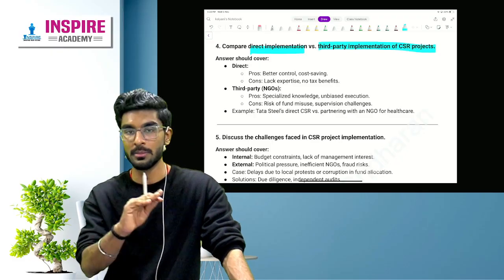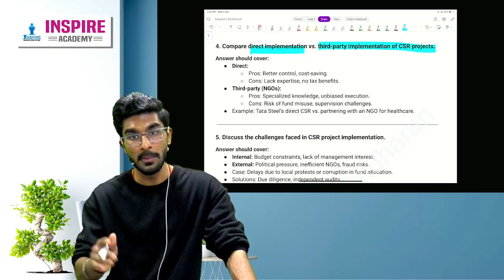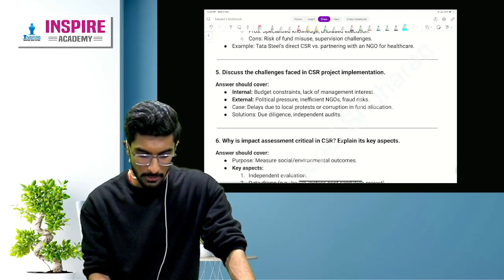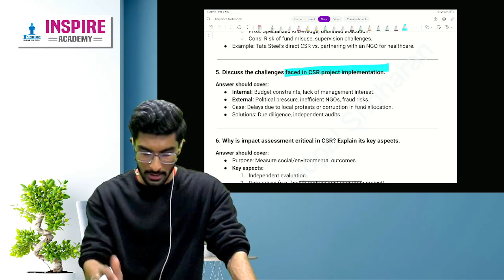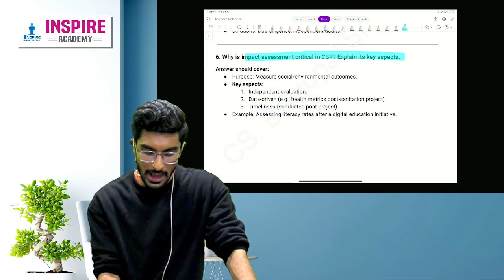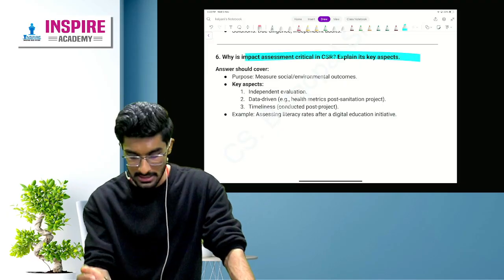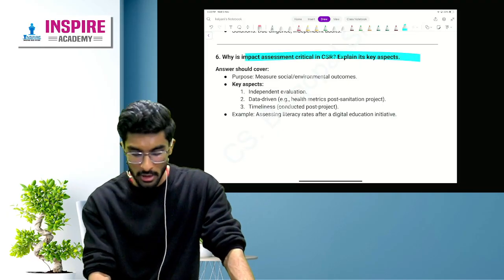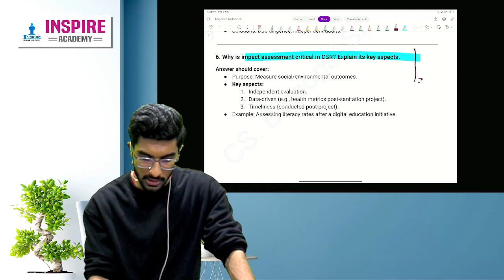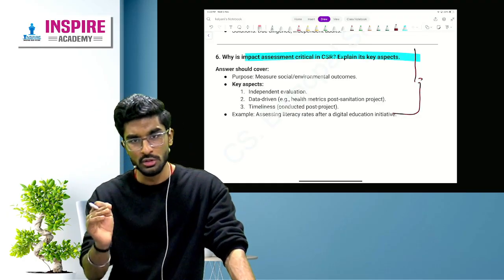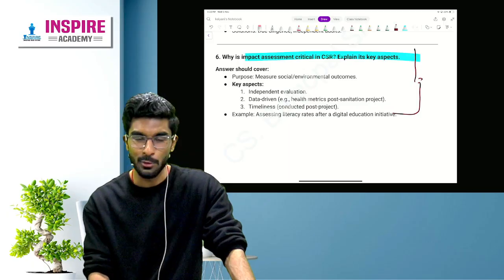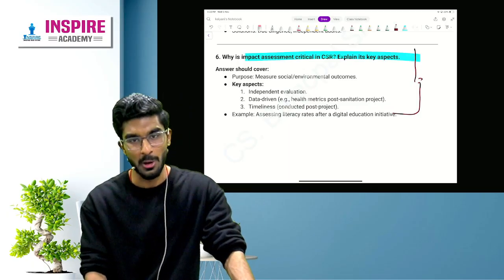You have to explain if you are implementing directly, if you are implementing through a third party. Then, what are the challenges faced in CSR project implementation? And then why is impact assessment critical in CSR? Explain its key aspects. You have to simply write down all the points that we have studied. That's it, very easy. So we can say that you can easily score full marks in corporate governance now.